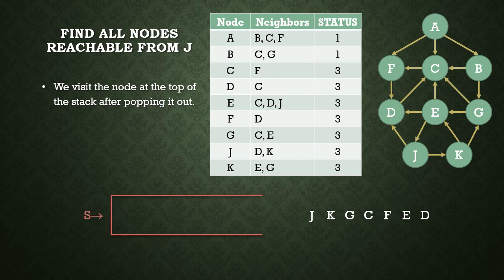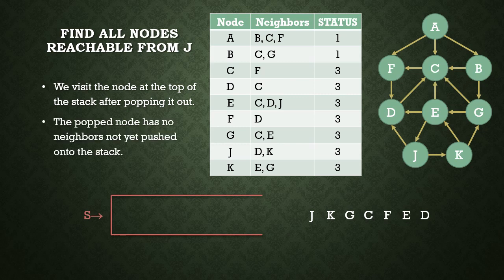We pop from the stack, we get D. Status of D becomes 3. You can see that the stack is now empty. And D has only one neighbor. The neighbor is C, which has already been pushed onto the stack, so we don't push it. The stack remains empty.